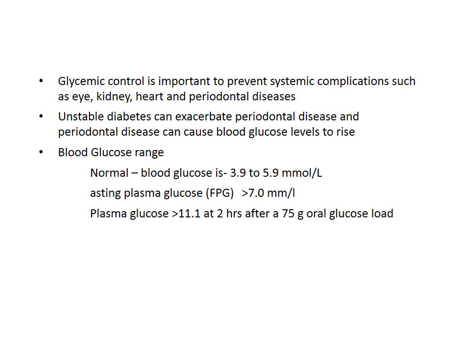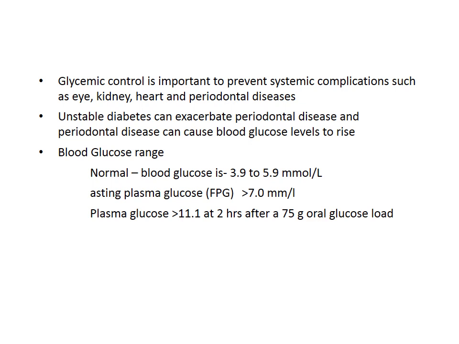So glycemic control is important to prevent systemic complications such as eye, kidney, heart and periodontal disease. So you need to control the glycemic index. There shouldn't be any hyperglycemia or hypoglycemia, as that will again cause other systemic complications; it can affect the eye, the kidney, the heart or cause periodontal disease.